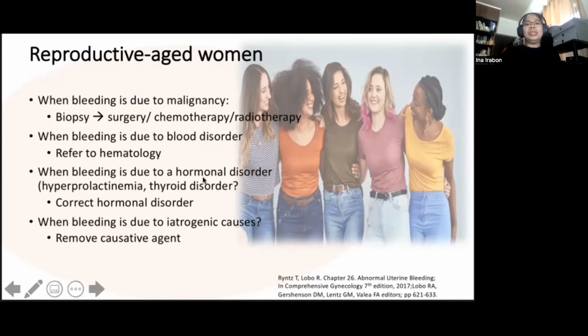When the bleeding is due to a blood disorder, of course, you have to refer to a hematologist. When the bleeding is due to a hormonal disorder, like for example, hyperprolactinemia or a thyroid disorder, then you have to correct that hormonal disorder. Okay? Or when the bleeding is due to iatrogenic causes, such as, for example, an oral contraceptive pill or DMPA, then we remove that causative agent or even replace them.